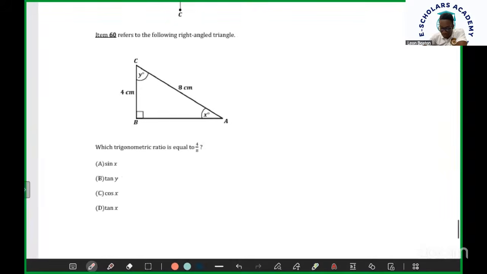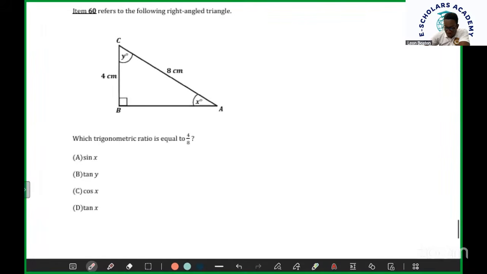All right, so let's go. Item 6 refers to the following right-angled triangle. Which trigonometric ratio is equal to 4/8? So you got x as a reference angle and also y as a reference angle. So we know the ratios: Some Old Horses Can Always Hear Their Owners Approach. See some people dropping the answer. I guess I already remember this one.